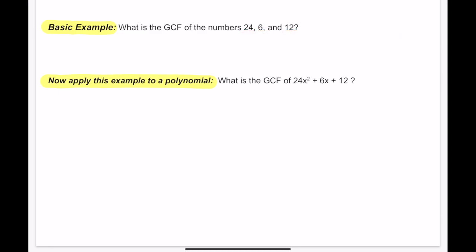So continuing to think about these, what is a bigger number that will divide each of them evenly? Well, you can look at 6 itself. 6 divided by 6 is 1, 24 divided by 6 is 4, and 12 divided by 6 is 2. So 6 is the GCF because it is the largest number that divides them all evenly.